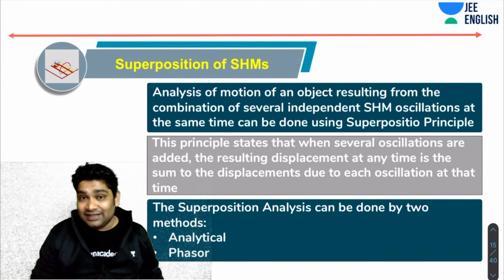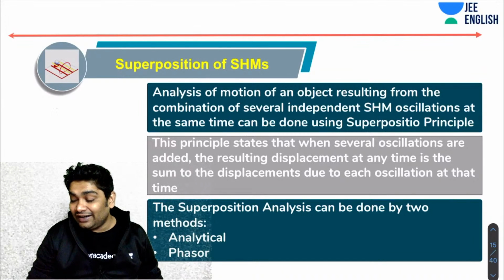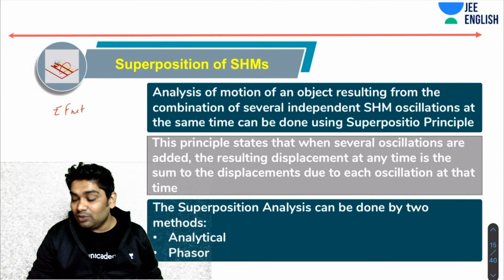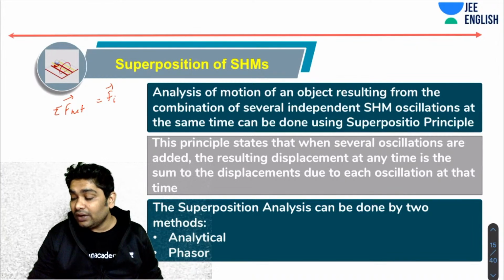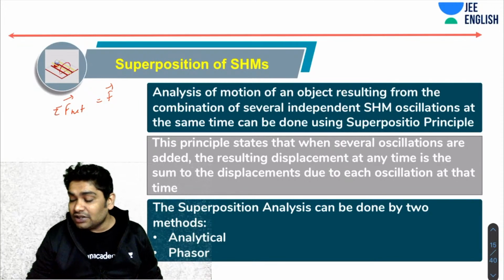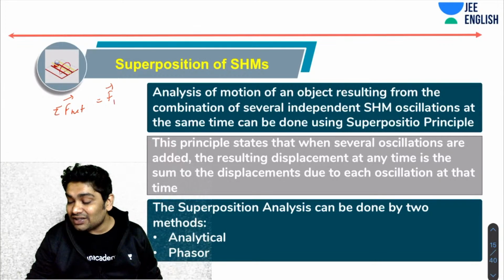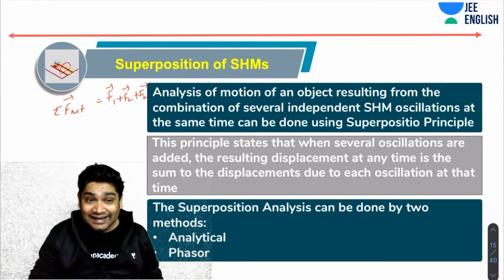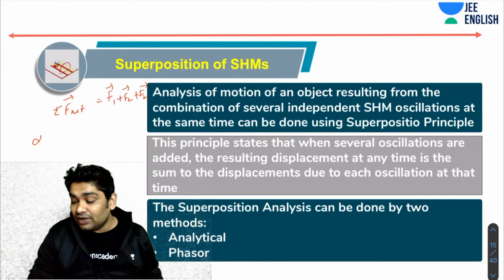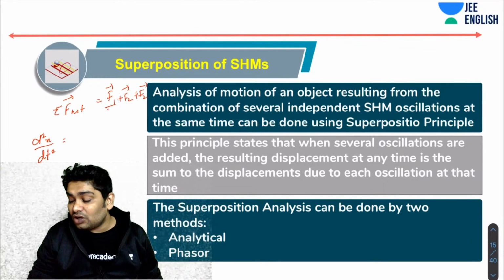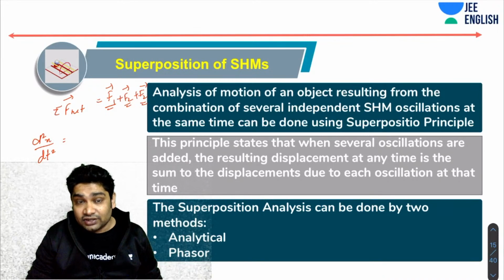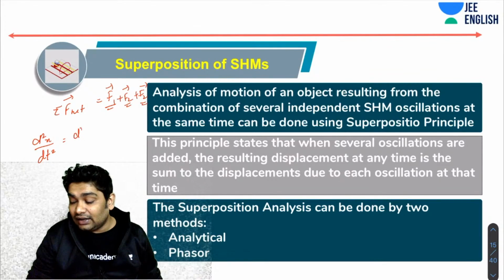Okay, so you will realize that you already know that F net acting on any body which governs the motion is nothing but the summation of all the individual forces, correct? F1, F2, F3. Now imagine if each of these forces would cause one SHM each. So you realize the net acceleration, d2x over dt2, would be the sum of the accelerations caused by individual forces, right? So I can rewrite that as this.